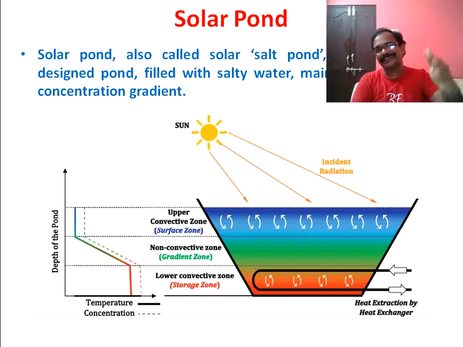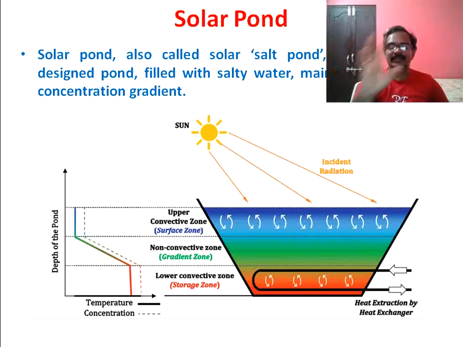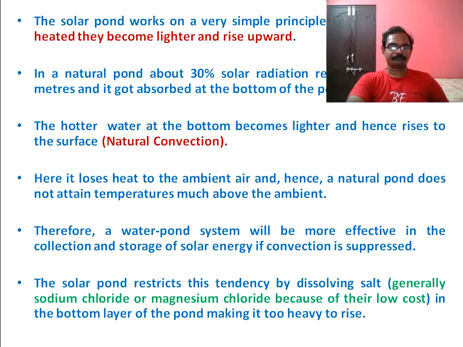As you can see, as the depth increases from the top layer to the bottom, as we are going inside, what happens? The temperature is increasing, as well as the salt concentration. Now the bottom layer will be very hot. Through this hot layer we will pass the water, and that water will be converted into steam. It is how we will utilize the solar pond as a boiler for conversion of water into steam.